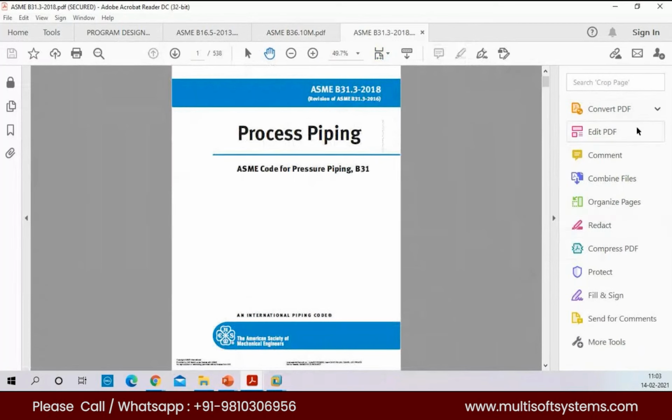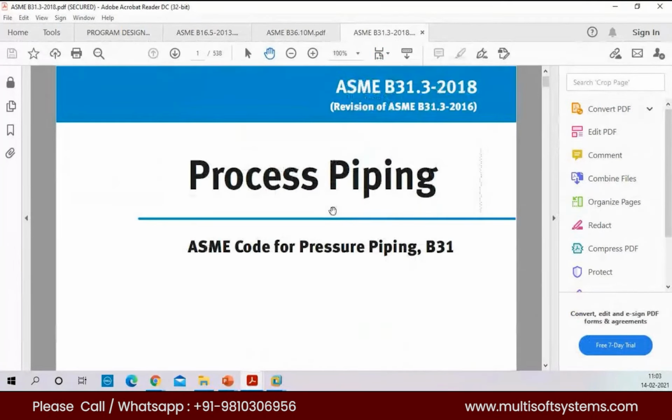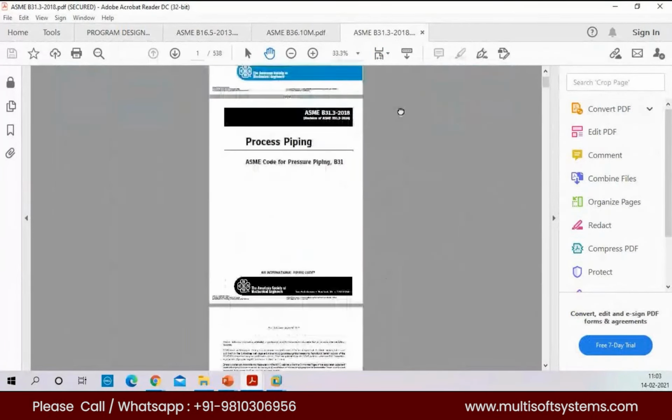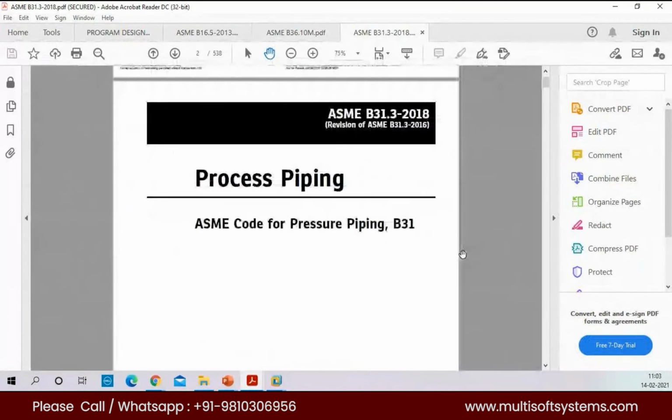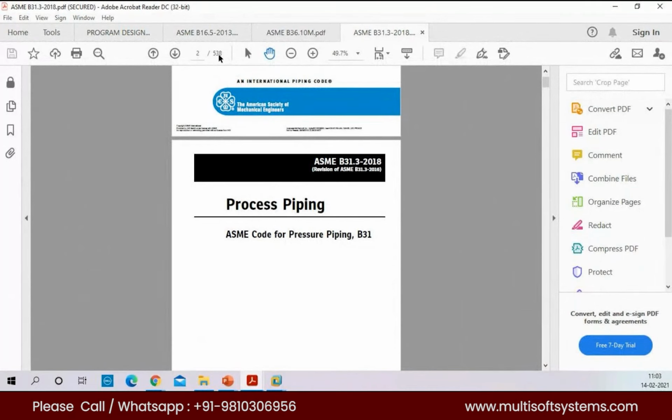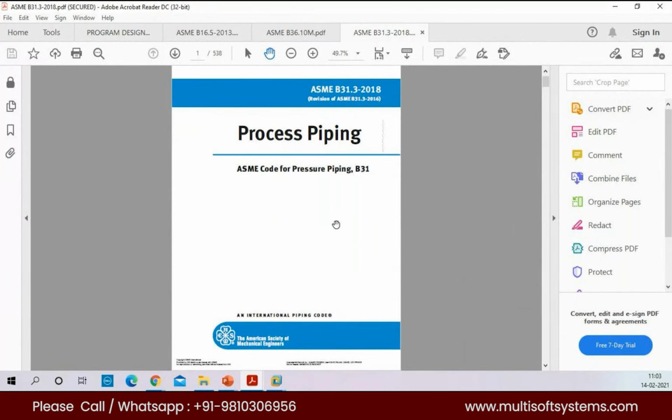So this is the B31.3 code book for process piping. As a stress engineer, he must know what is inside these 538 pages. This is like a Quran or Bible or a Bhagavad Gita, whatever it may be.